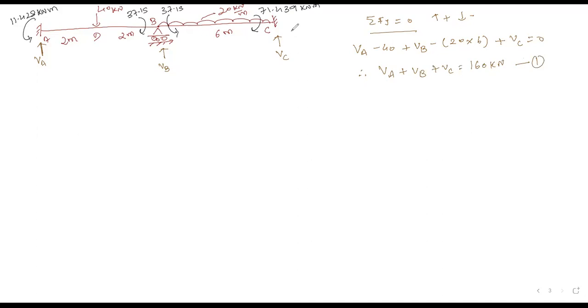Okay. Now take a moment about point B. In mechanics of solids we have calculated support reactions by taking a moment about any point. But suppose we take a moment about point C. If we take a moment of all the forces about point C and try to write an equation, we will get two unknowns, VA and VB. Yes or no? We will get two unknowns.